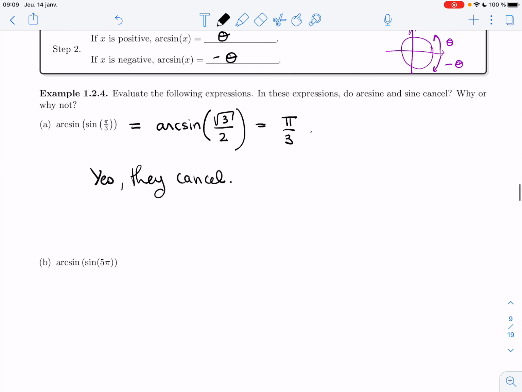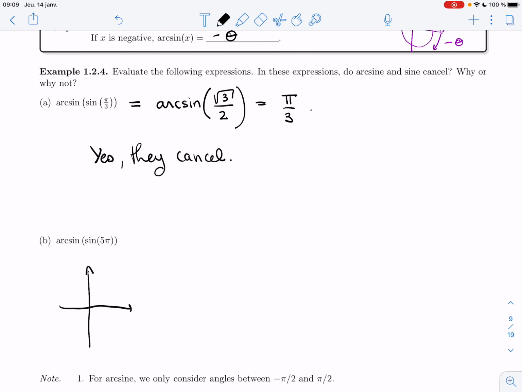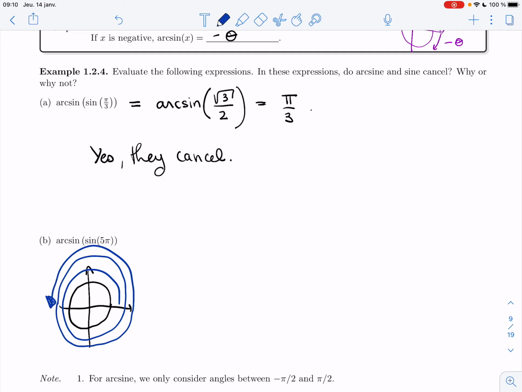Before we answer the final question, why or why not, I want to look at the second example. All right, in that case, 5 pi is not in our table. It would be right here. So we don't have 5 pi, so we have to go back to our trig circle. And this is pi, 2 pi, 3 pi, 4 pi, 5 pi. Remember, pi is a half turn. It's 180 degrees. So this is 5 pi. So I'm at this point.